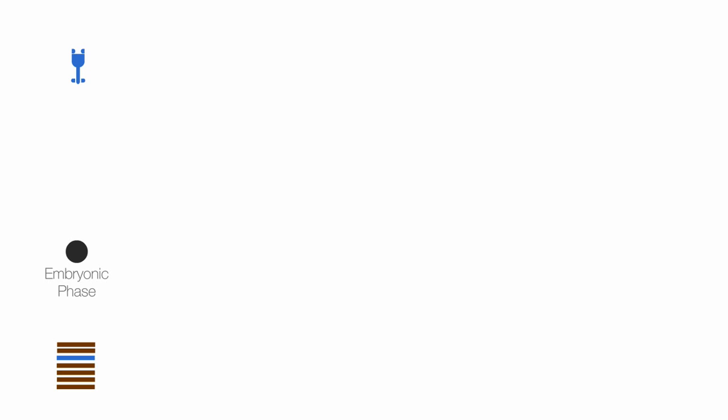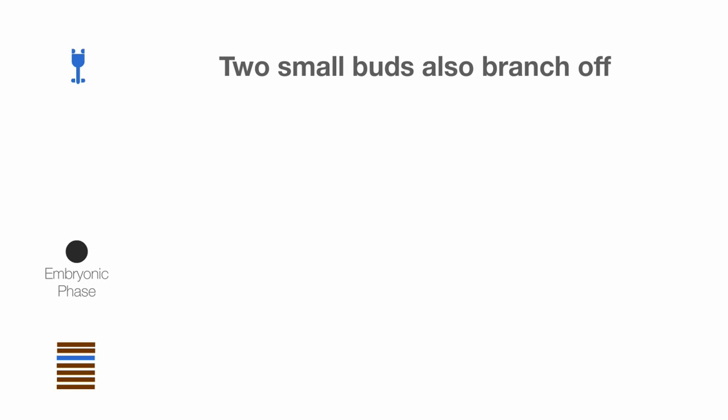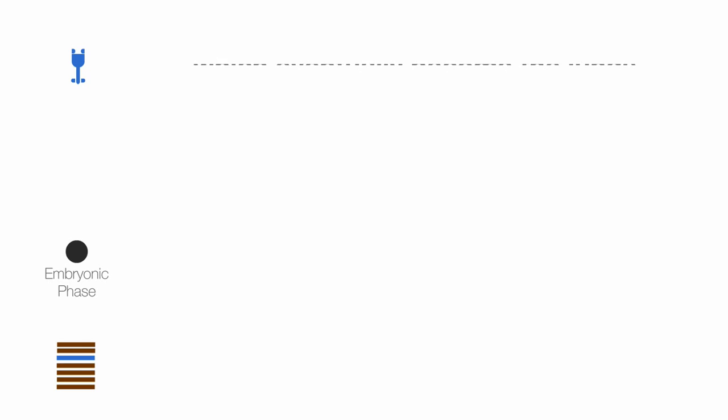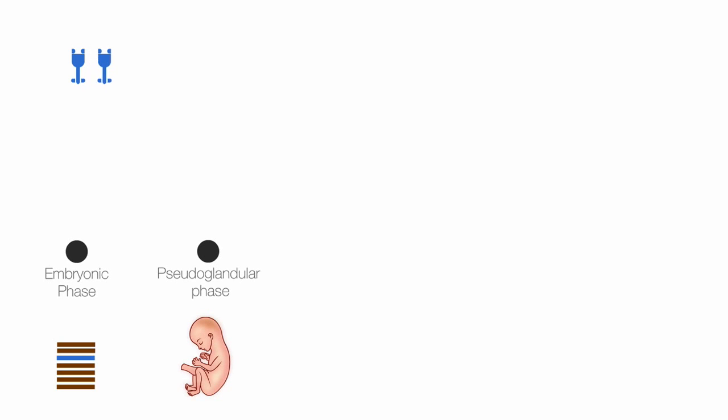During this stage, the larynx or voice box and the trachea or windpipe are created from the foregut. 2 small buds also branch off, which eventually become the lungs. Embryos then enter the pseudoglandular phase, during which there is further branching of the original lung buds. Each bud forms an independent respiratory unit, enveloped by capillary vessels that deliver blood to the lungs for oxygen.